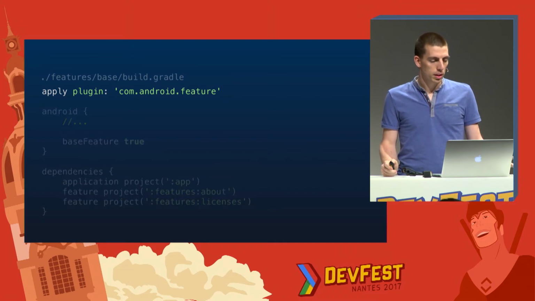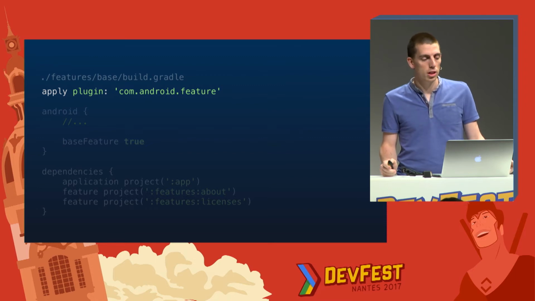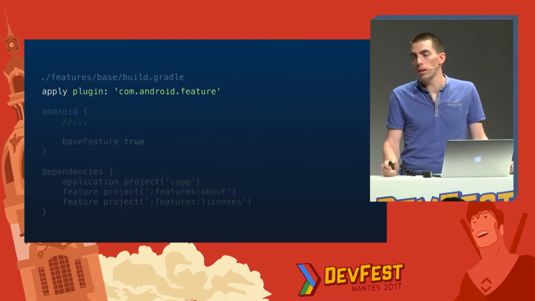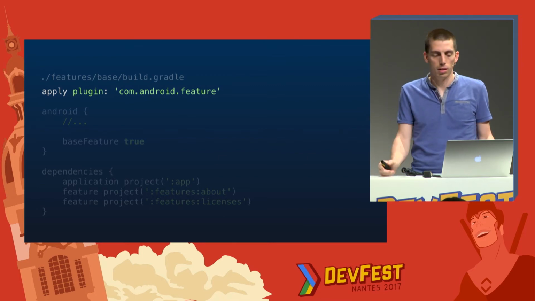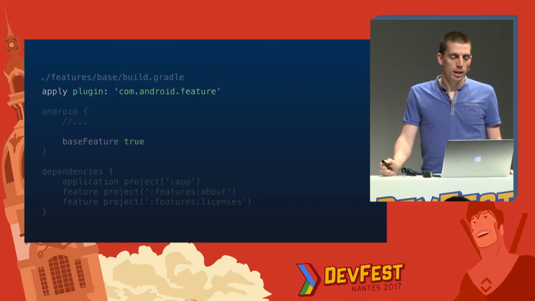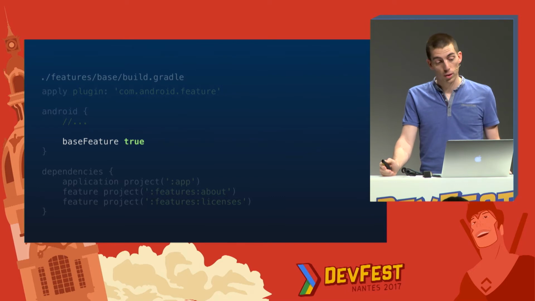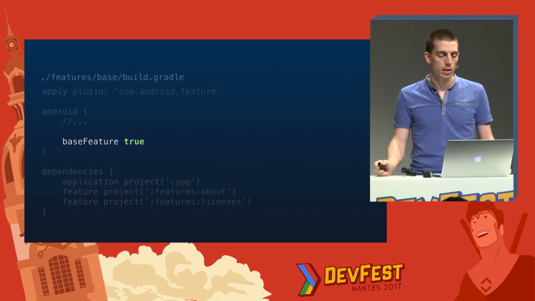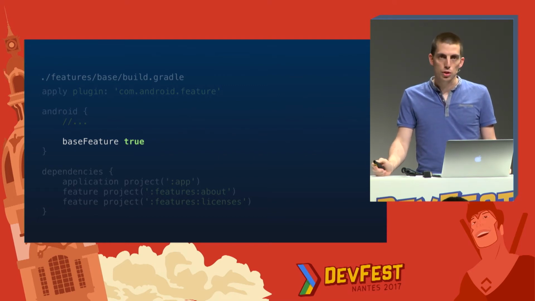The first one is the plugin that we're using. We're not using com.android.application anymore because we're building a feature. So we need to apply the plugin com.android.feature. That's pretty natural. And you have to inform the system, the Gradle plugin, that this is actually your base feature. So this is the only line that you have to add in your Android DSL, which is baseFeature is equal to true. So it will inform the Gradle plugin that this feature is the base feature.